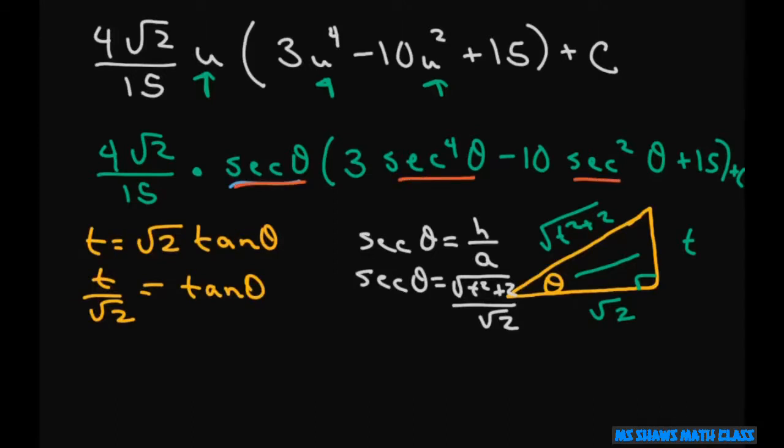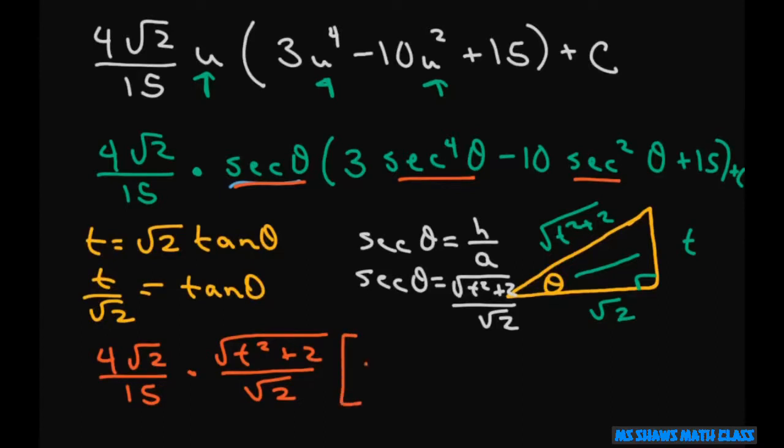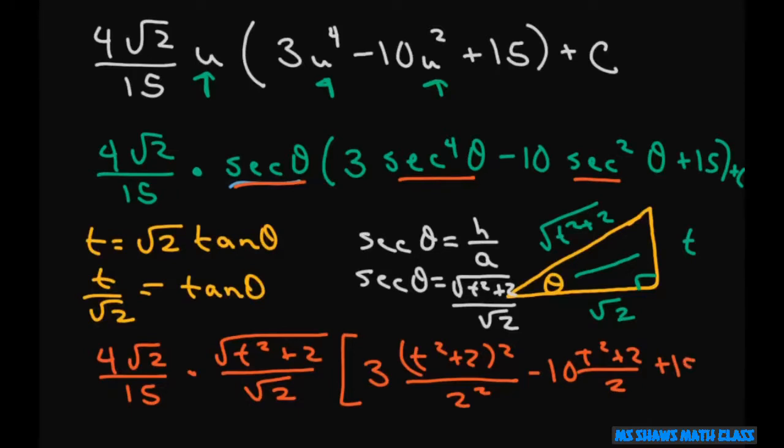So now we can fill in all our secants. Our final answer is going to be, well, we can do some more here. 4 square root of 2 divided by 15 times square root of t squared plus 2 divided by square root of 2, times 3 times t squared plus 2 squared divided by 2 squared, minus 10 times t squared plus 2 divided by 2, plus 15, plus c.